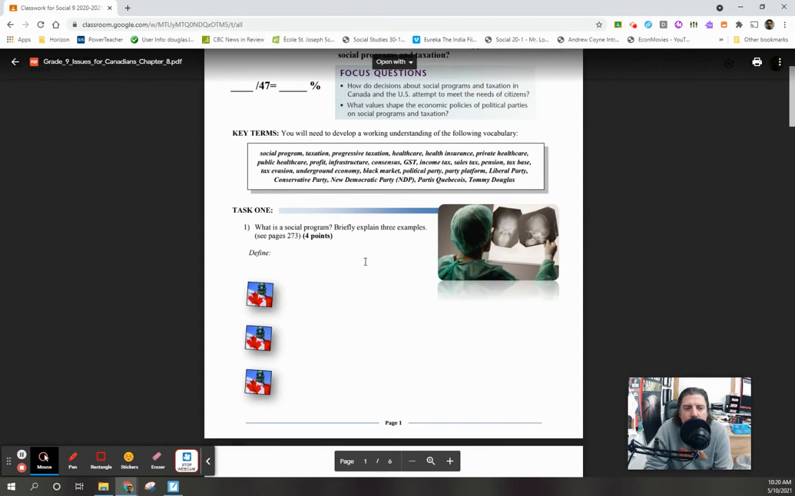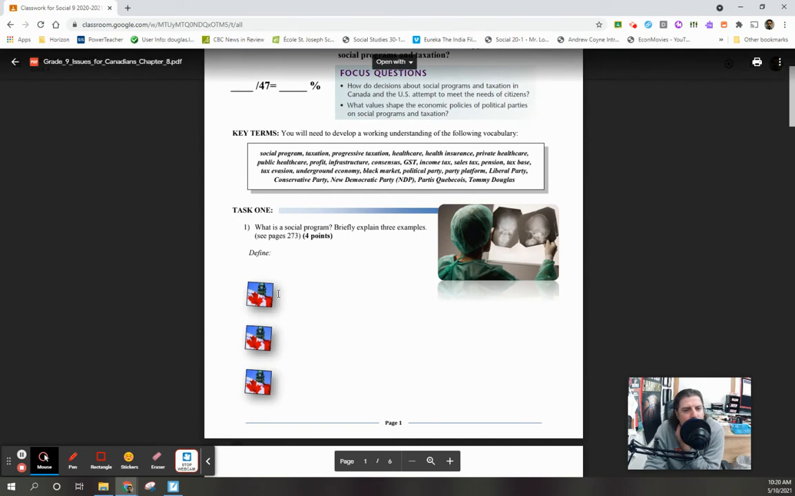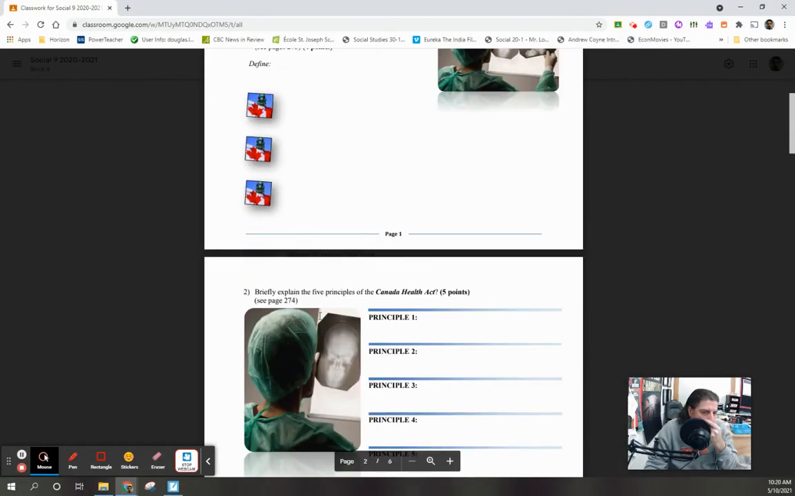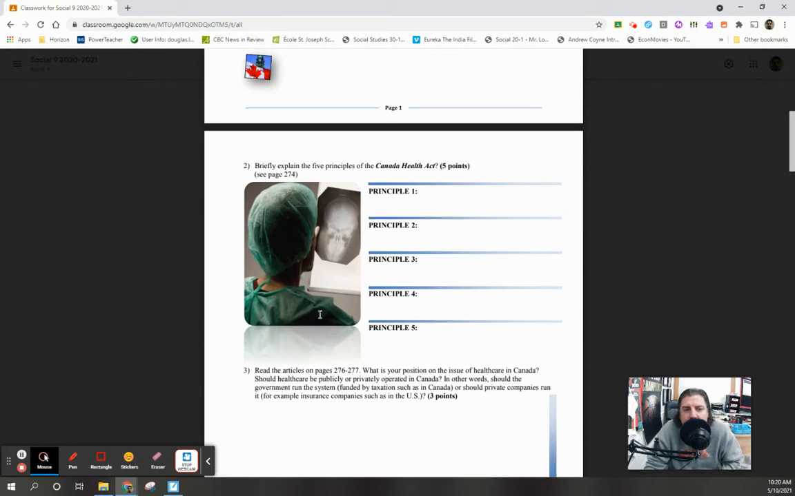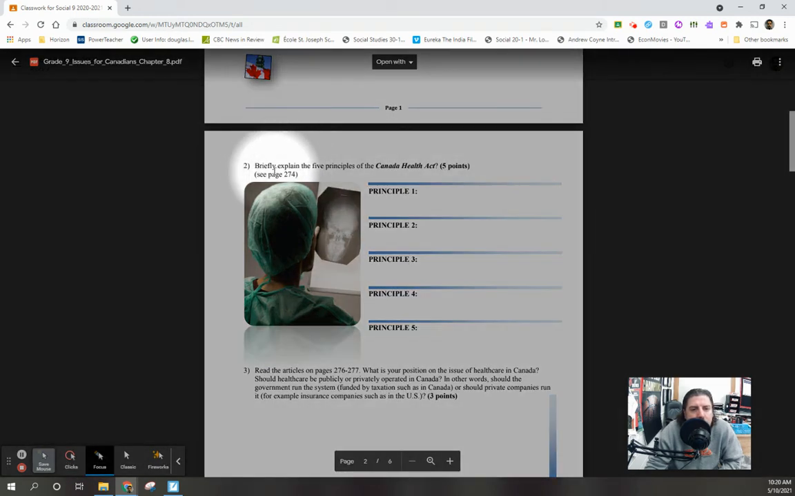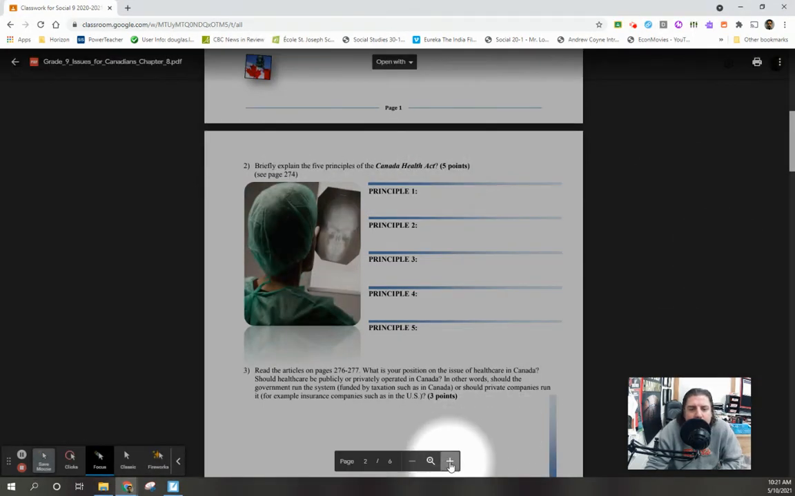Okay, so task 1, you'll be looking on page 273 to ask what a social program is, define it, and then provide and explain 3 examples of social programs. All right. On page 274, it talks about the 5 principles of the Canada Health Act. Please make sure that you explain the 5 principles of the Canada Health Act.